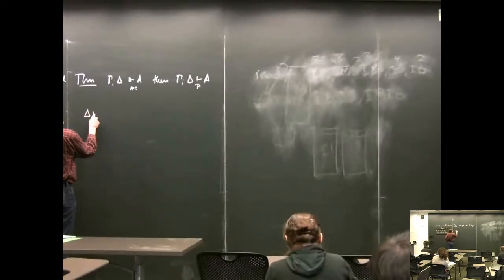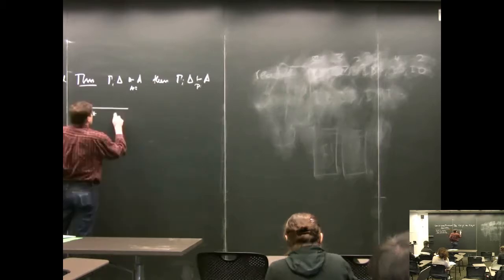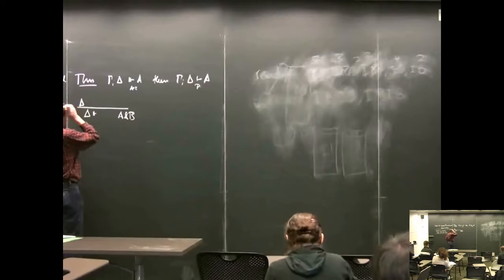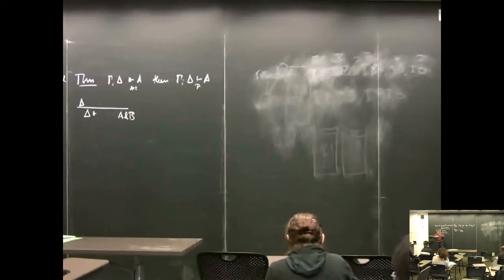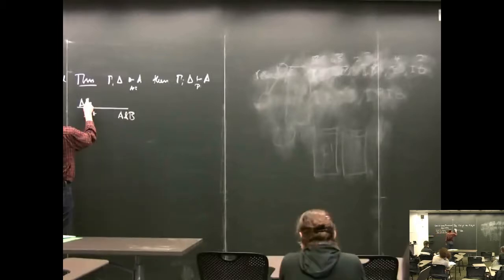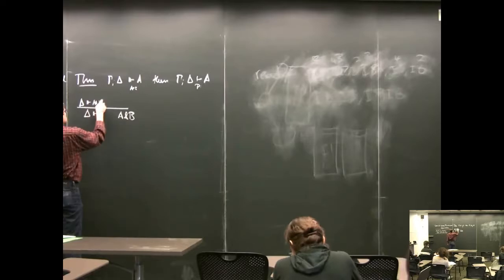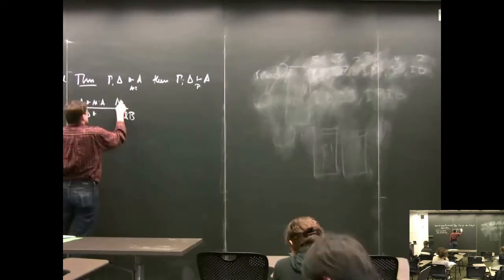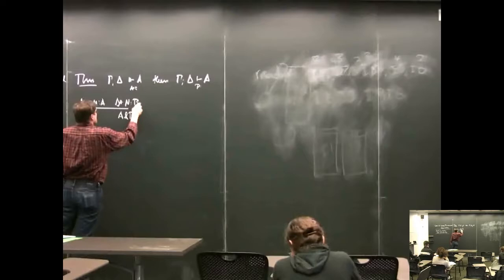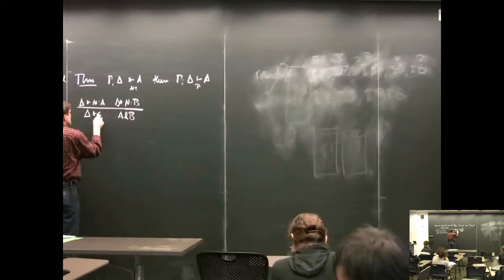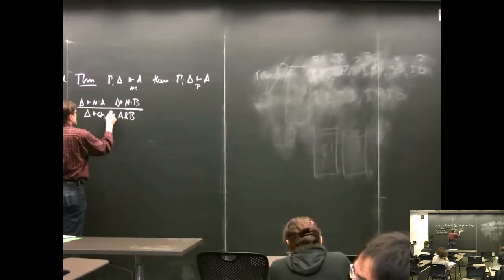We have delta, and we prove A with B. And remember that the introduction rules in natural deduction correspond exactly to the right rules in the sequent calculus, and that the elimination rules are turned upside down. So when we talk about the introduction rule, it looks like this. And so here we have a pair M, comma N.